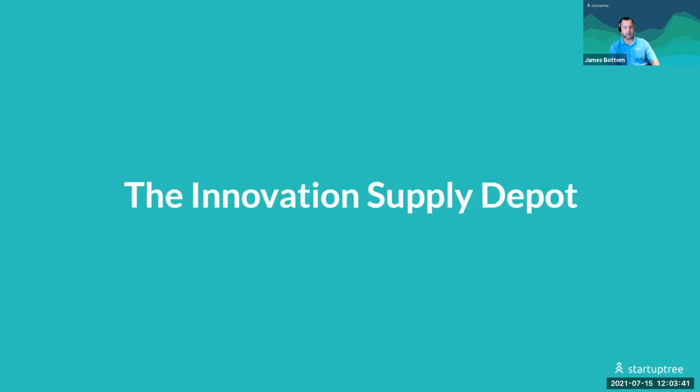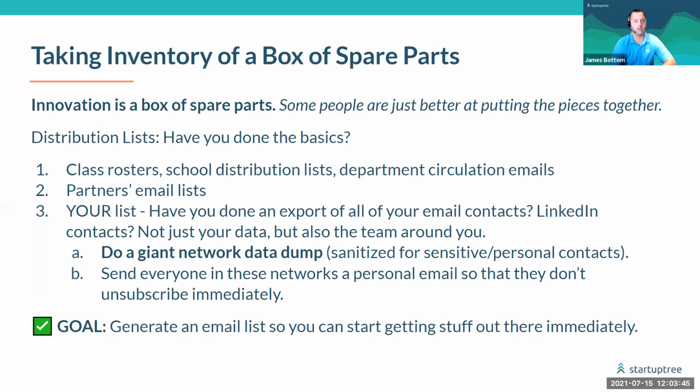Okay, so let's dive into the Innovation Supply Depot. As I mentioned, I really think that innovation is a box of spare parts. You have a ton of spare parts sitting around your various centers, but we just have to figure out ways that you can make those actionable. So the most basic thing that we can do is in terms of newsletters and your distribution list. Hopefully all of you are able to pull class rosters, departmental curriculum emails, essentially what you can do for just the things that you have around your academic centers.